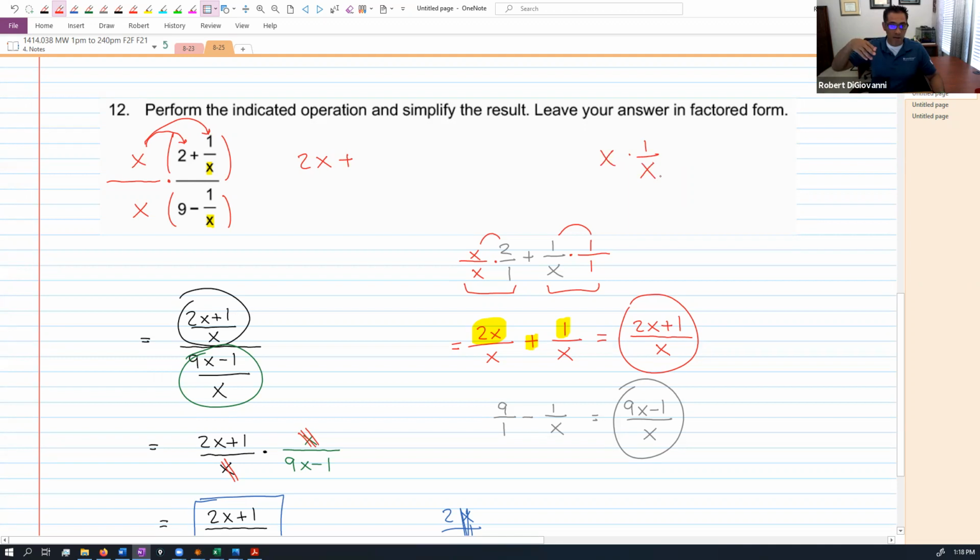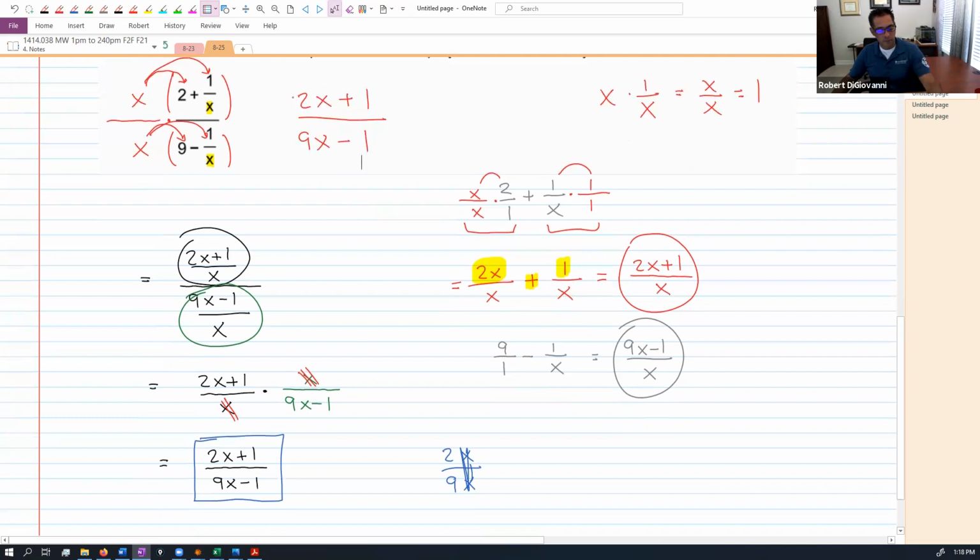X cancel, right? That's the same as X over X, so that's just 1, isn't it? So I would just get plus 1, and then on the bottom, if I distribute the X through, I get 9X, and then from here to here, I get minus, and then again, the X times the 1 over X would cancel, and I just get a 1 again. Same answer, took me about 1/5 of the time, maybe. Really fast.